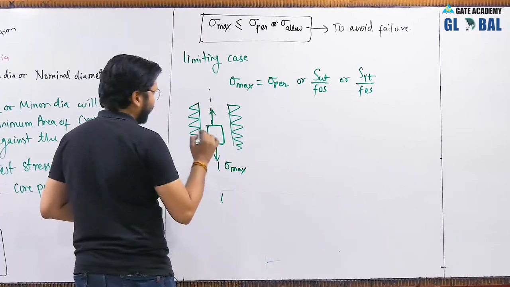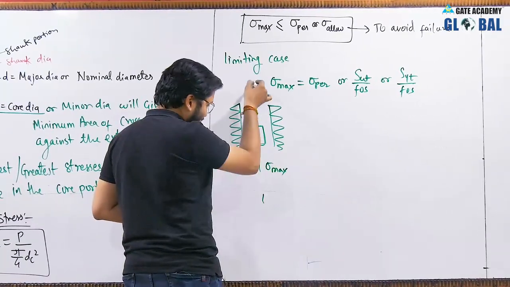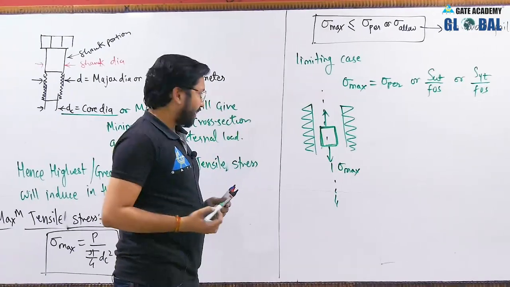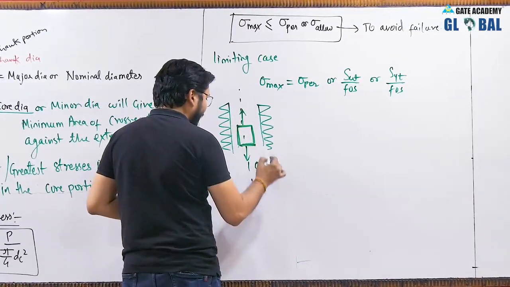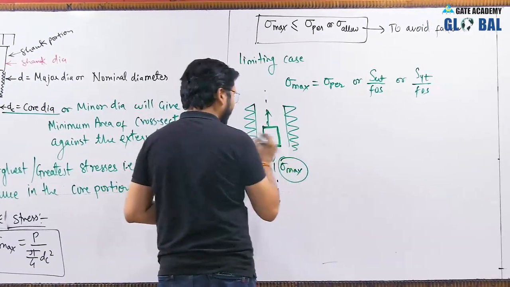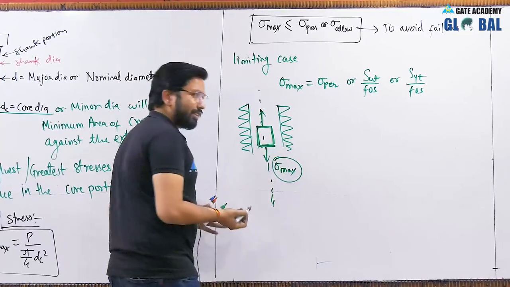If this is the axis of loading, the direction of loading, or you can say the line of action of load, and here if we take an element like this, then at this plane it will have the maximum tensile stress. The stresses in other directions are zero. There is no shear stress as well.